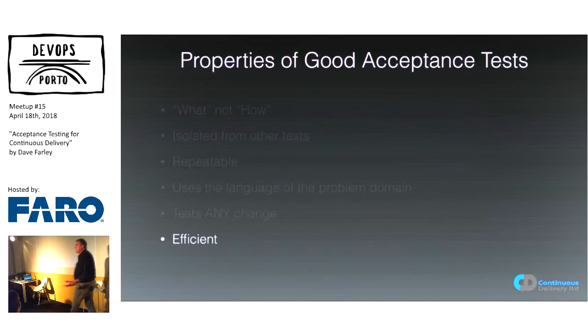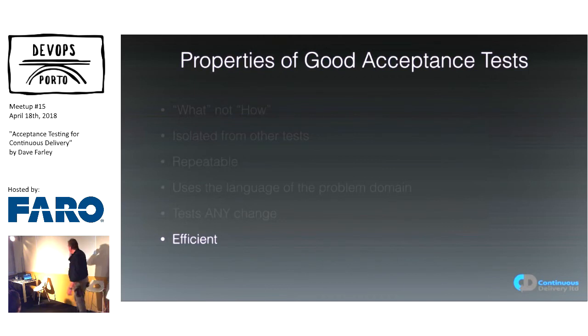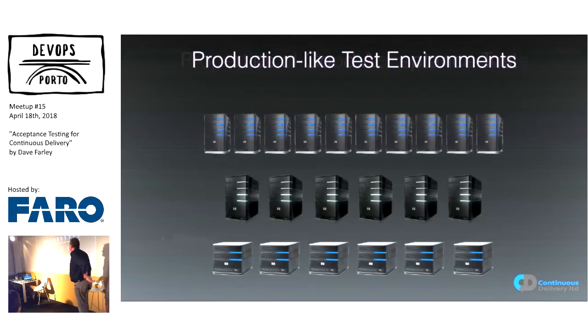Finally, we want our tests to be efficient. There's no real hurdle to us creating as many of these things as we want. And ultimately, we can't have as many as we want. There's going to be economics that stop us, but we'd like to be able to think in those terms. So let's think a little bit about what that means.